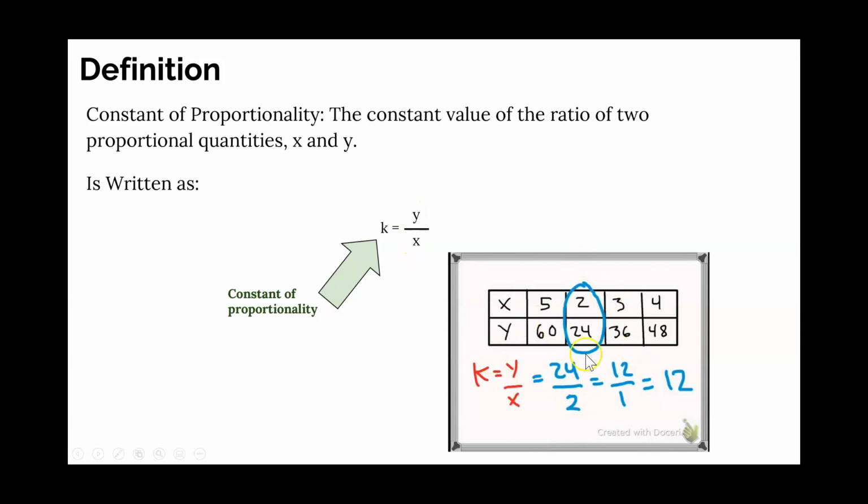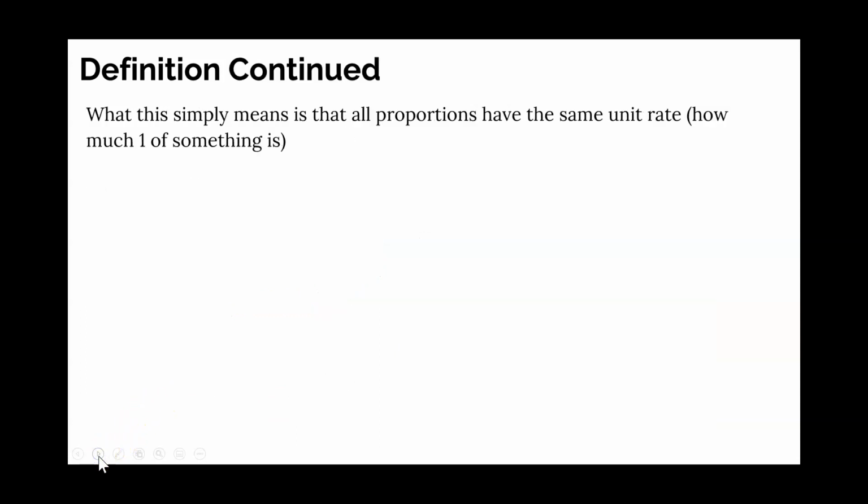This is just a visual here, an image that shows if you were to make a table and you had x values and y values, the y value is going to go on top and the x value is going to go on the bottom, which they have listed here. And then you reduce and you get the constant of proportionality, which is 12. Again, once we get into our own examples, this is going to make a lot more sense.